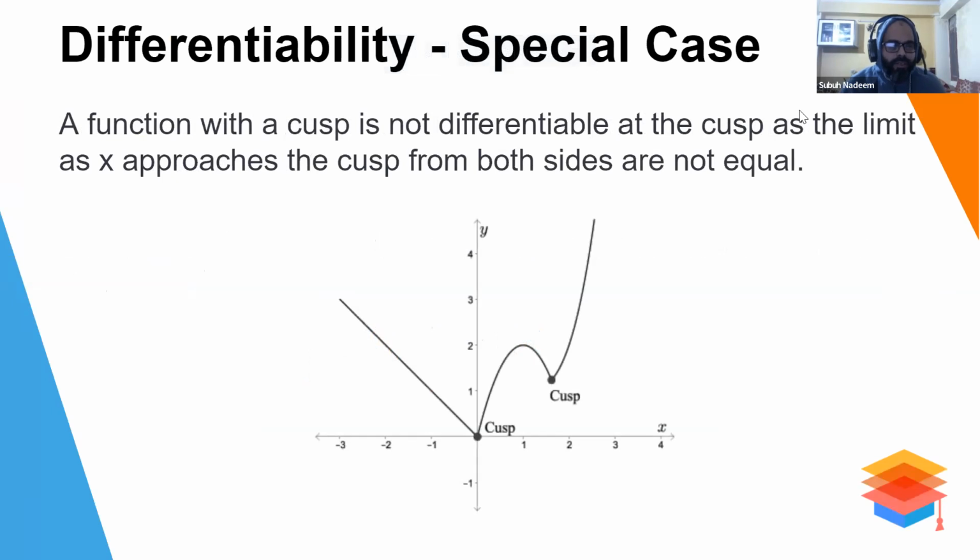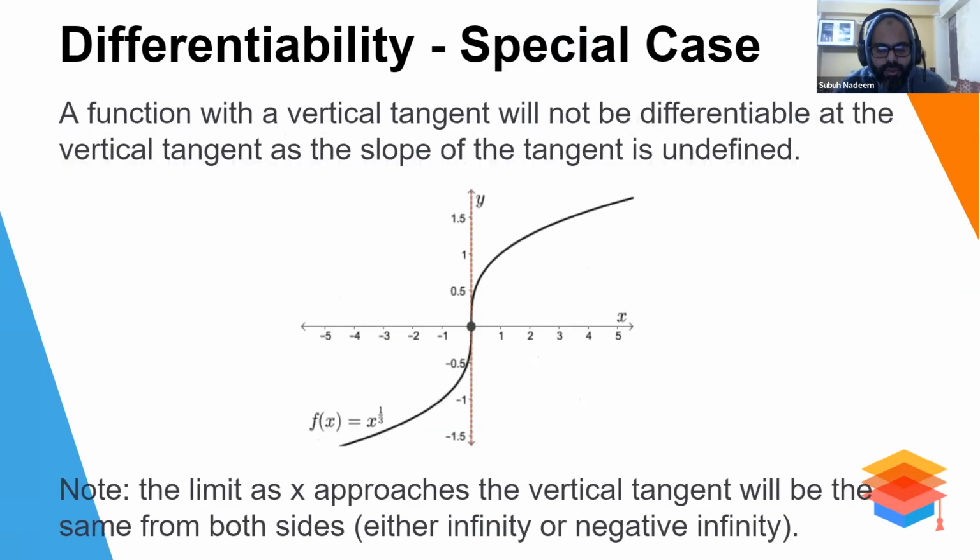So this is clear. Then differentiability, a special case. A function with a cusp, this is also called a cusp, is not differentiable at the cusp as the limits as x approaches the cusp from both sides are not equal. So this is what we have discussed there. And you can see that there are two cusps. If you make the tangent from the right and from the left, they will not be the same. At both these cusps this will happen. So that is why at these two points, it is not differentiable.